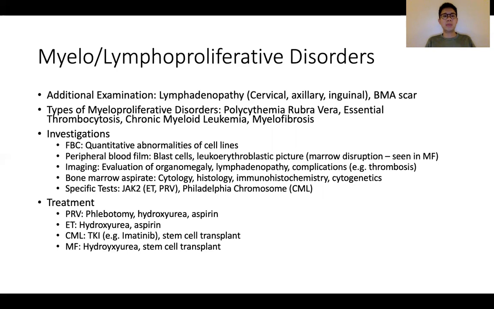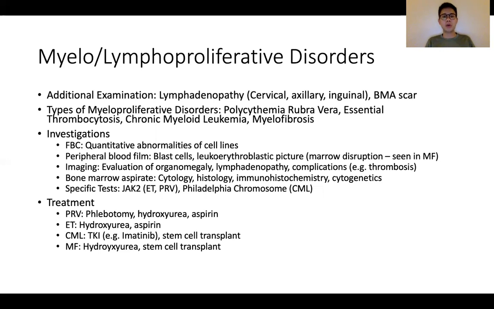These are the main myeloproliferative disorders. PRV, which normally causes polycythemia instead of anemia, so they will be redder instead of paler. ET, CML, and MF. So in terms of investigations, this is an overview, starting from full blood count, looking for abnormalities in the relevant cell lines, peripheral blood film to characterize the different cell types. And there are certain specific things like blasts that you want to look out for, or a leukoerythroblastic picture that can be seen in myelofibrosis. Imaging is important, especially if there is organomegaly and lymphadenopathy.